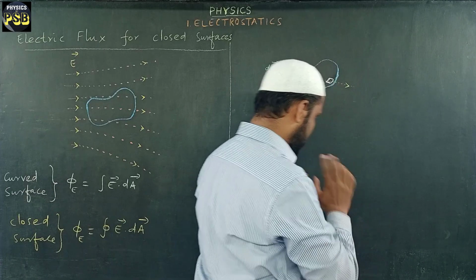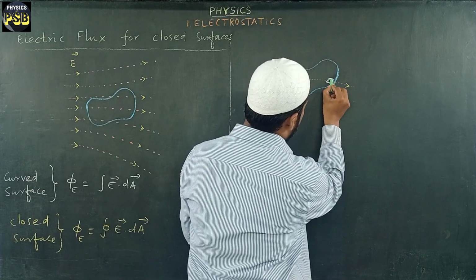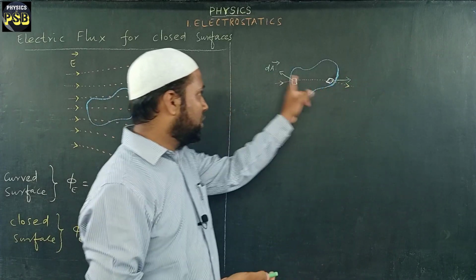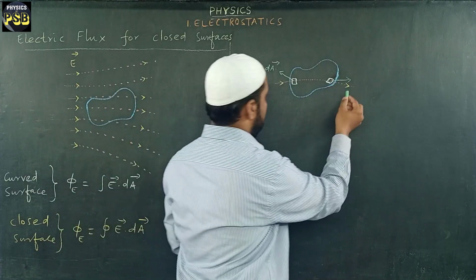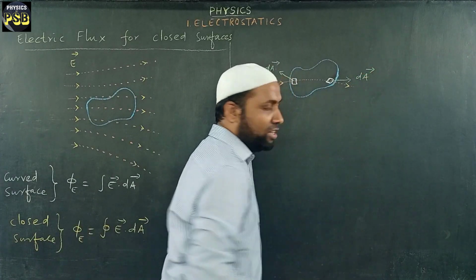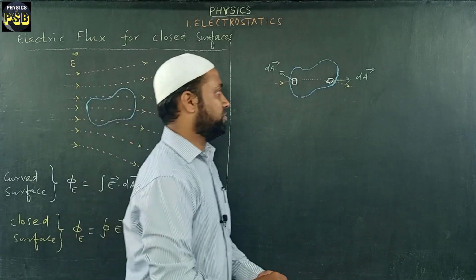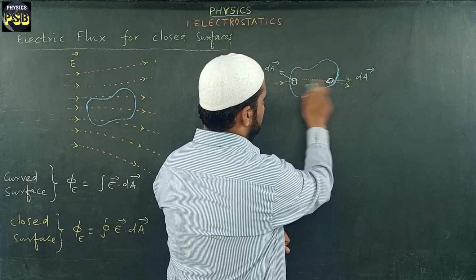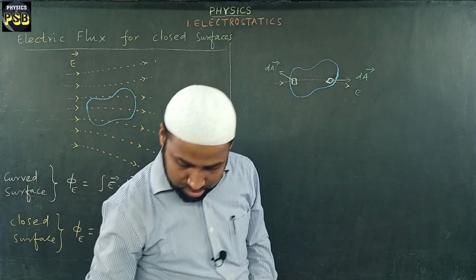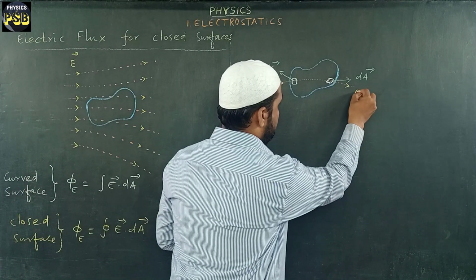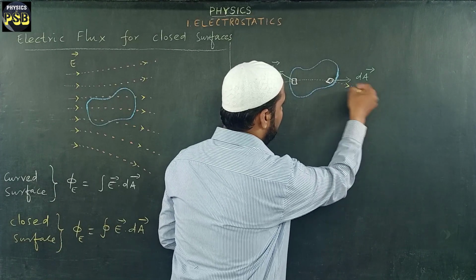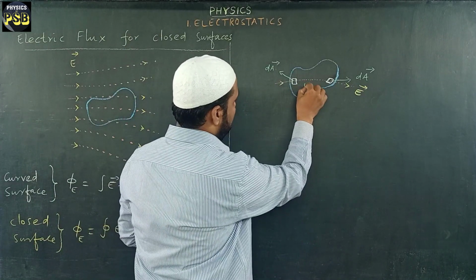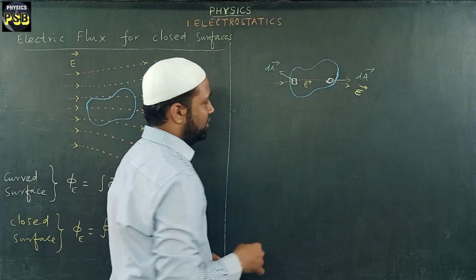And for this, I do the same thing. This is the perpendicular line. We call this perpendicular line the normal. This again provides the direction of the area element. Okay. Now, if you look at this, the direction of this line represents the direction of the electric field. And the same thing here as well. This represents the direction of the electric field.